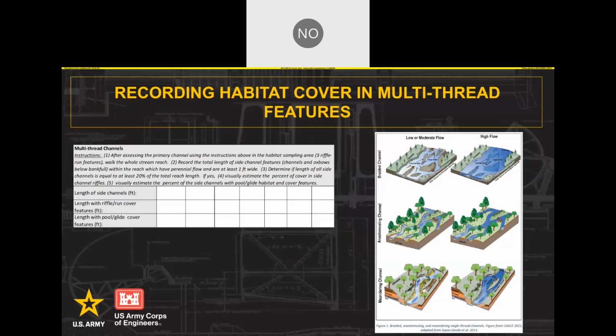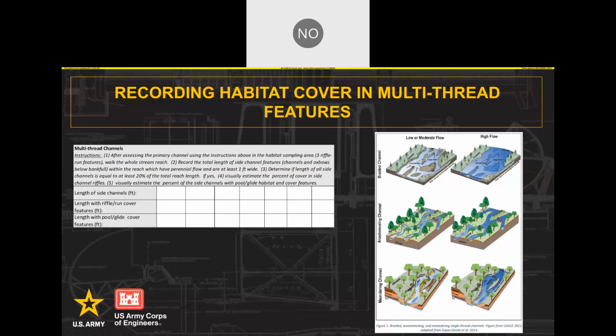The next part here is recording habitat cover in multi-thread features. If you remember in the Maryland Stream Framework, you do have the option to add additional threads, but there's certain criteria to them. They have to be perennial, at least a foot wide, and hopefully they have some cover features in them for the purpose.